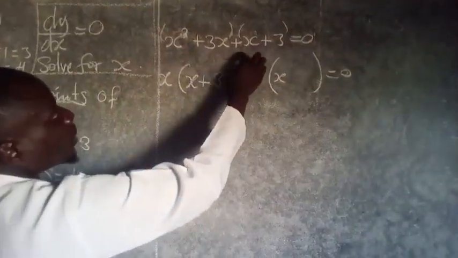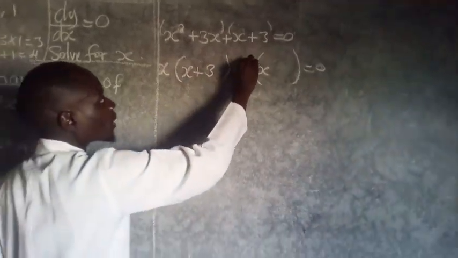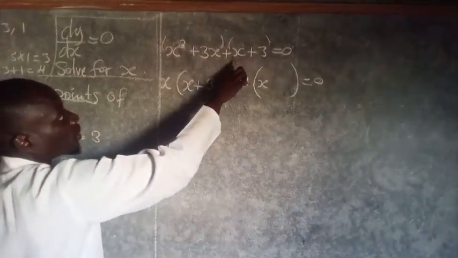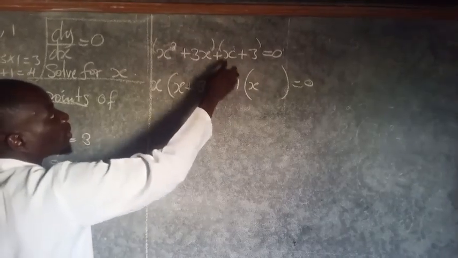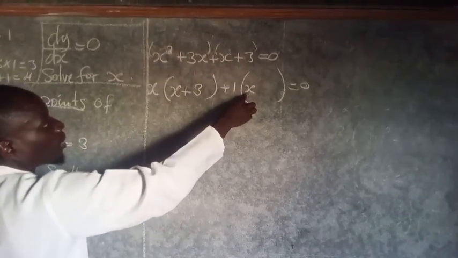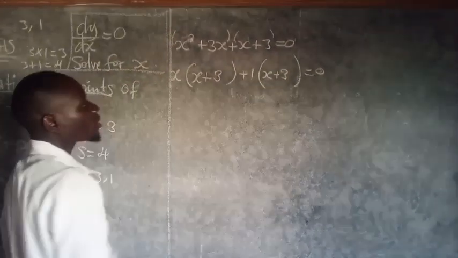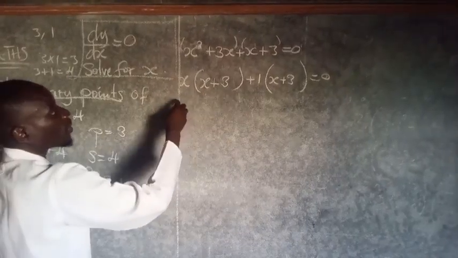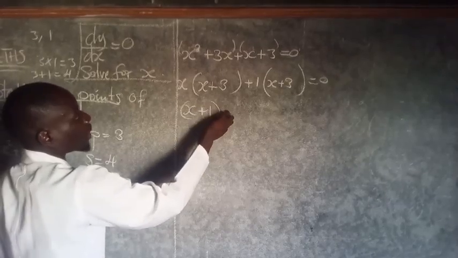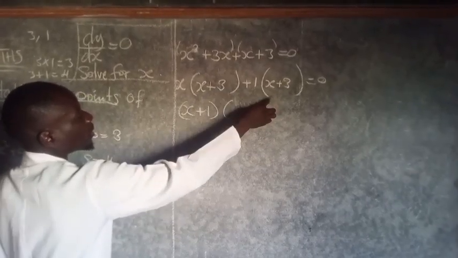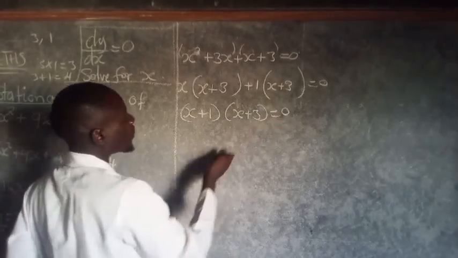Then when you come to this one, what is common again? The number which is common is 1, because 1 can go into this letter, and again 1 can go into this number. So 1 into x is x, then plus 1 into 3, the answer will be 3, is equals to 0. Thereafter, you write what is outside the bracket. So you say x plus 1 in the brackets. Again, you get one of these, because they are similar, you just get 1. So you say x plus 3 is equals to 0.